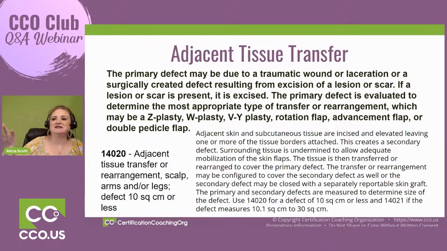Now, I didn't make this big because this was a lot of information. I started to not put it in there, but I thought, you know what? This is verbiage you need to know.